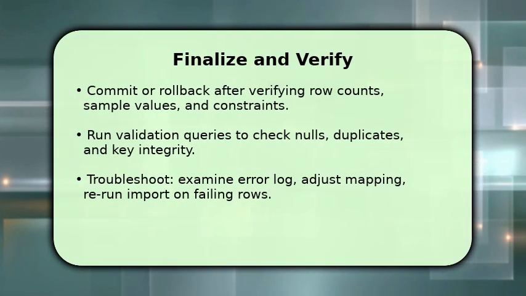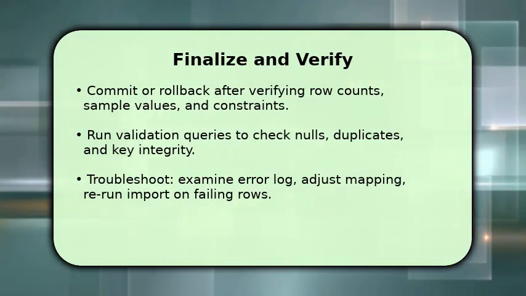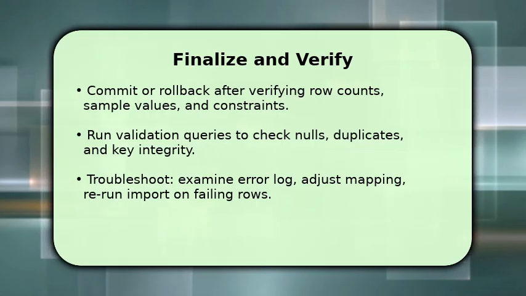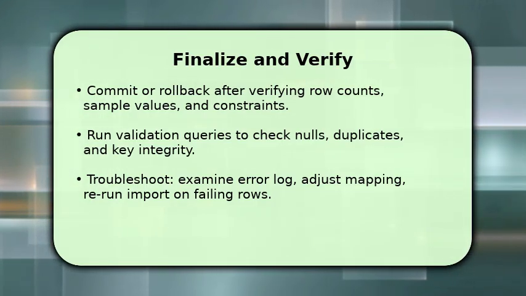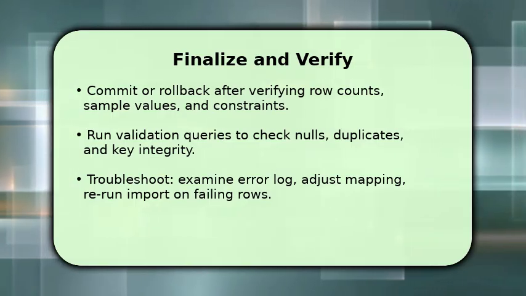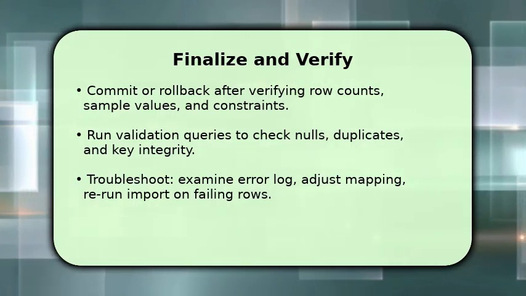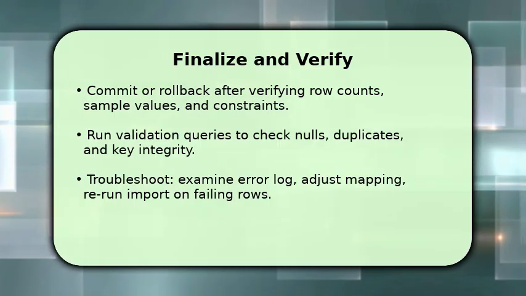Compare row counts and sample values against your source, and then commit if everything looks right. If you used a staging table, run dedupe and constraint checks before merging into production. Make sure to run validation queries for nulls, duplicates, and referential integrity.